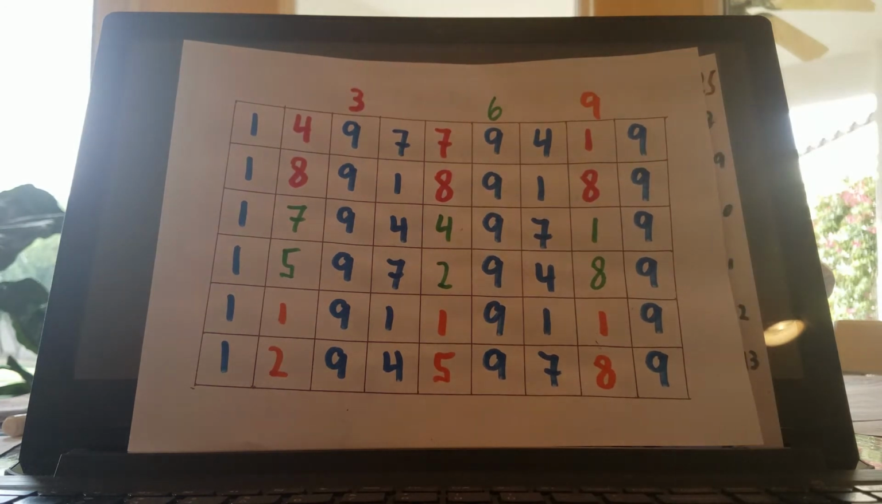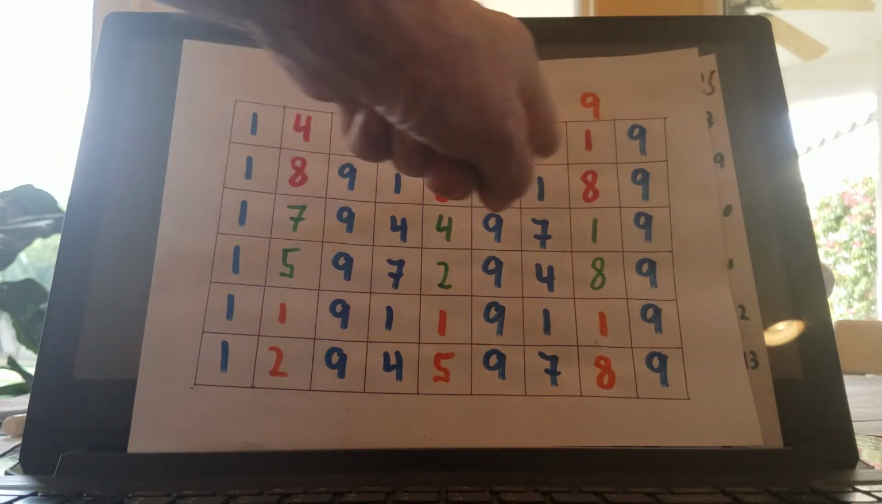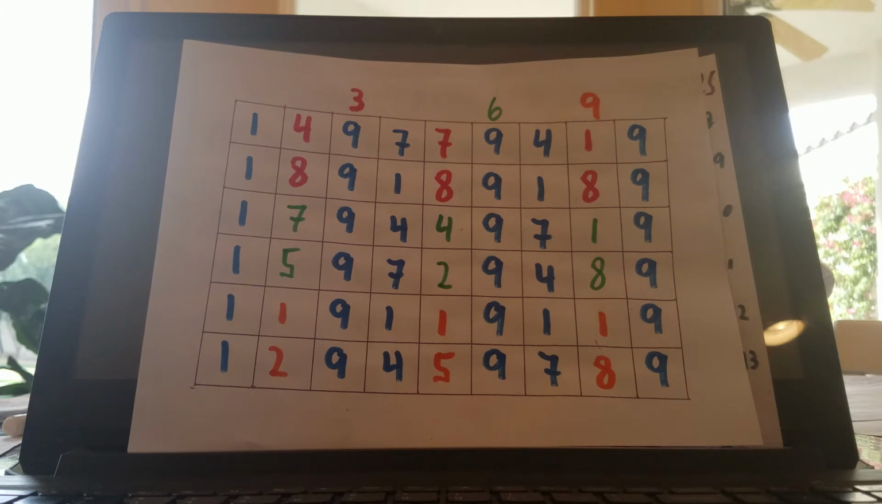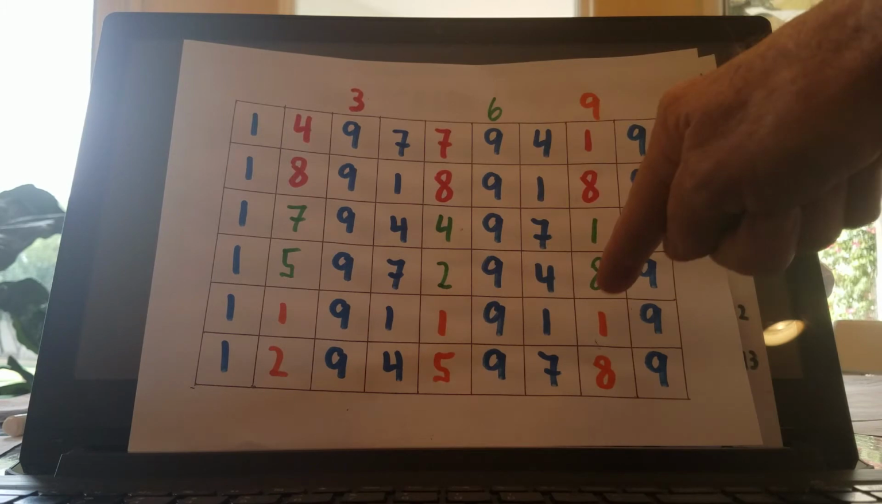All right. The reds give us 3, 6, 9. The greens give us 3, 6, 9. The oranges give us 3, 6, 9.